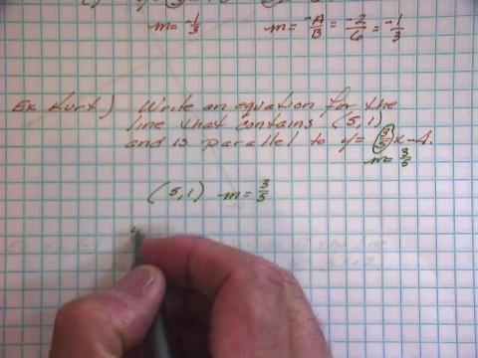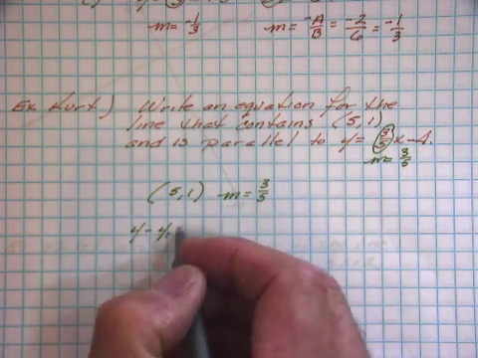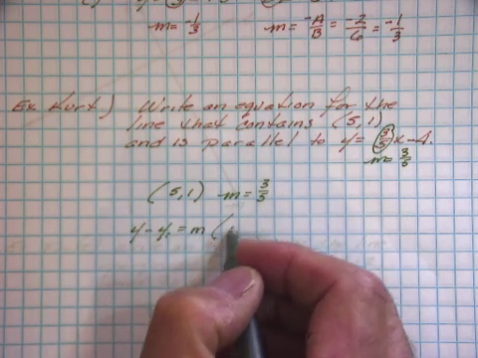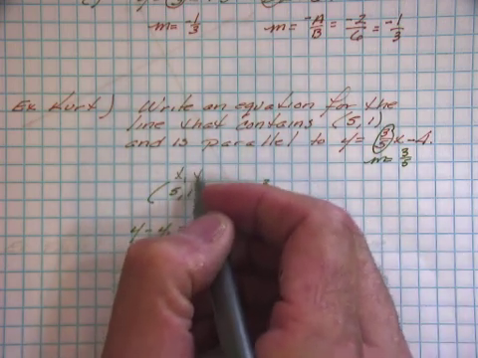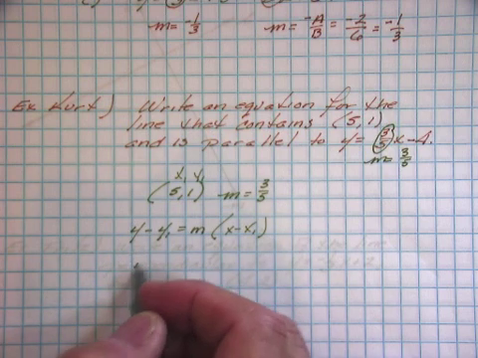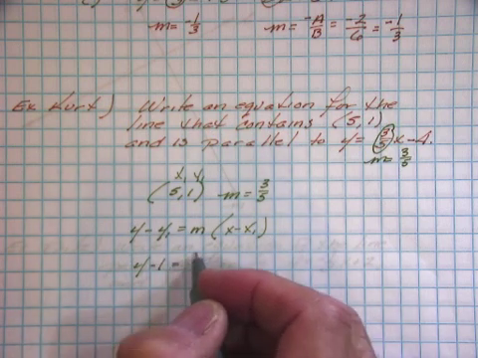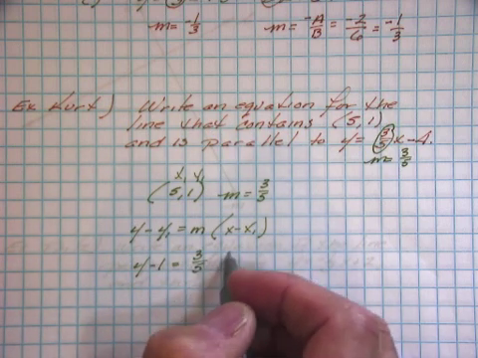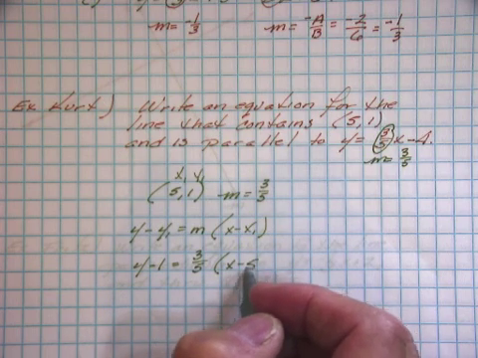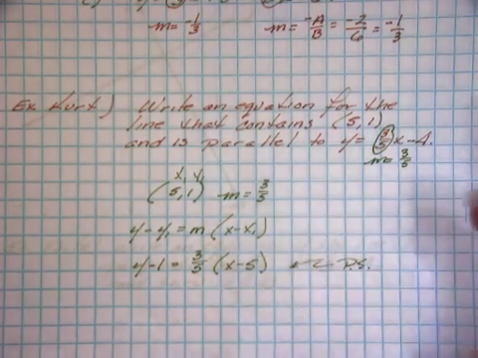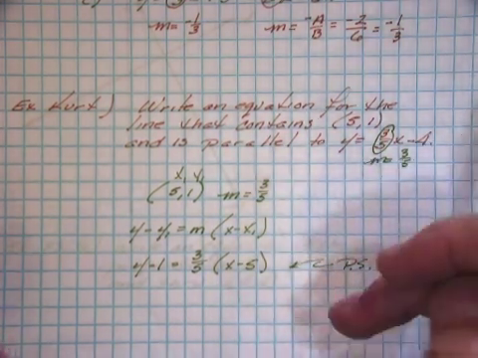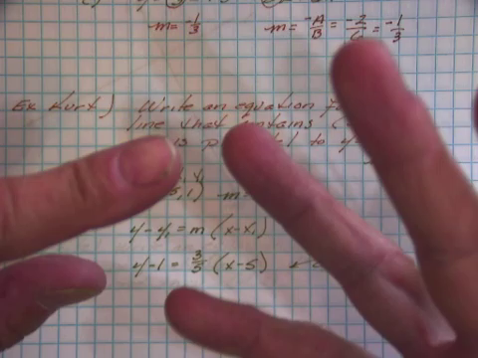If I have a point and a slope, I'll go through point-slope form: y minus y1 equals m times x minus x1. Plug in the numbers and you have y minus 1 equals 3/5 times x minus 5. And there you go. That, of course, is in point-slope form.